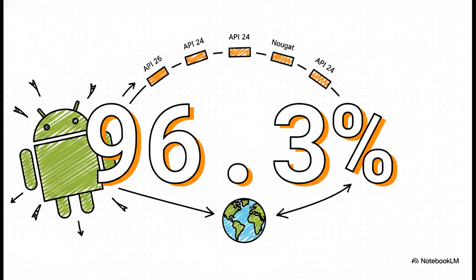Now, I want you to look at this massive number, 96.3%. Remember a second ago when I mentioned selecting the minimum SDK? Well, if you look closely at the data Android Studio gives you, selecting API 24, which is the Nougat version of Android, as your minimum ensures your new app is instantly compatible with roughly 96.3% of all active Android devices on the planet. I mean, that is just a ridiculously huge potential audience right out of the gate.